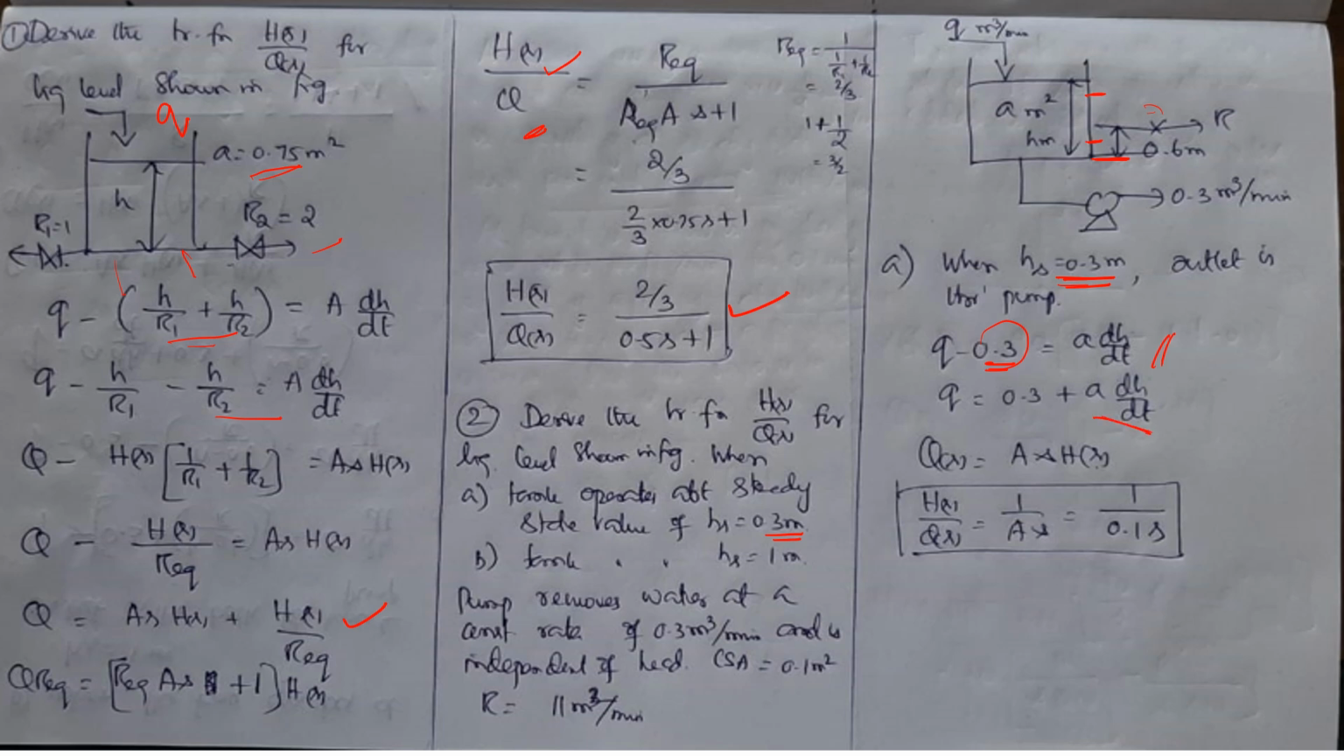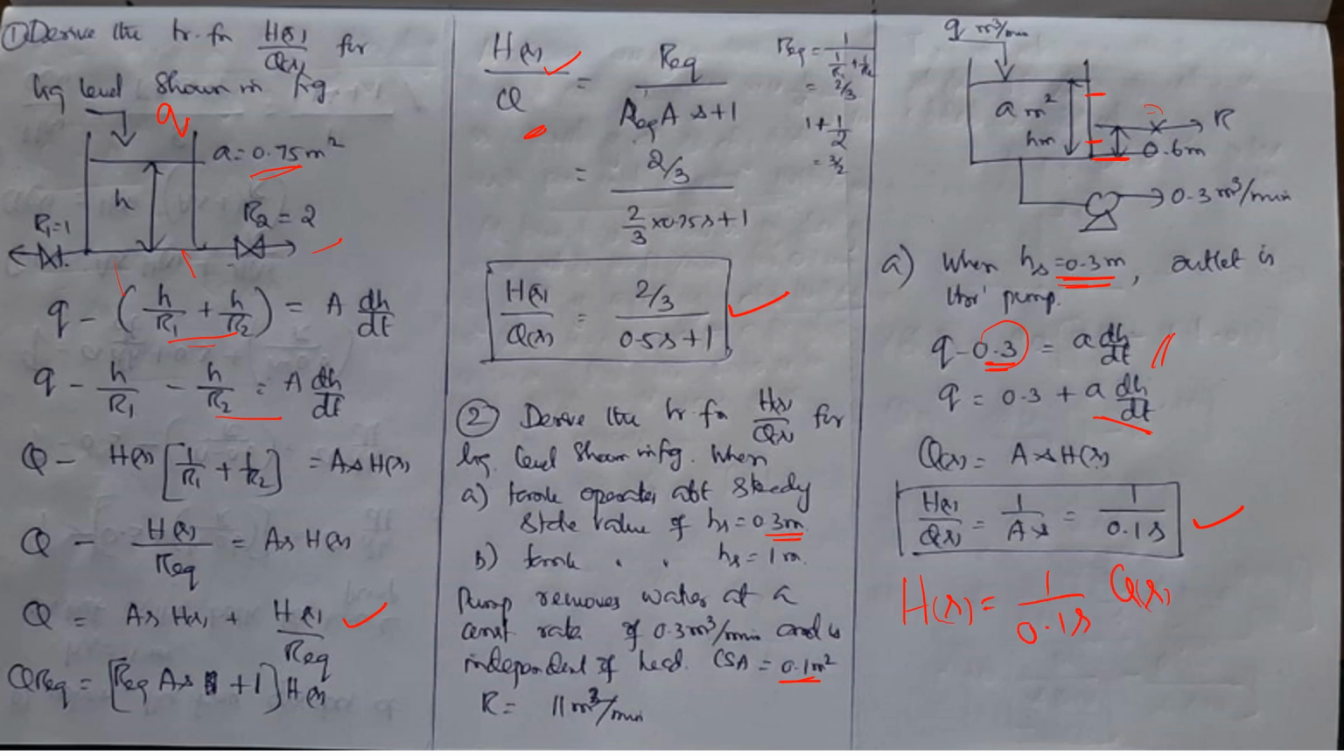So from this, the transfer function is the Laplace transform of output by Laplace transform of input, which is 1 by AS. A is given as 0.1, the cross-section area. So this is the equation. Suppose I want to plot the response of this, so first H of S equals 1 by 0.1 S into Q of S.